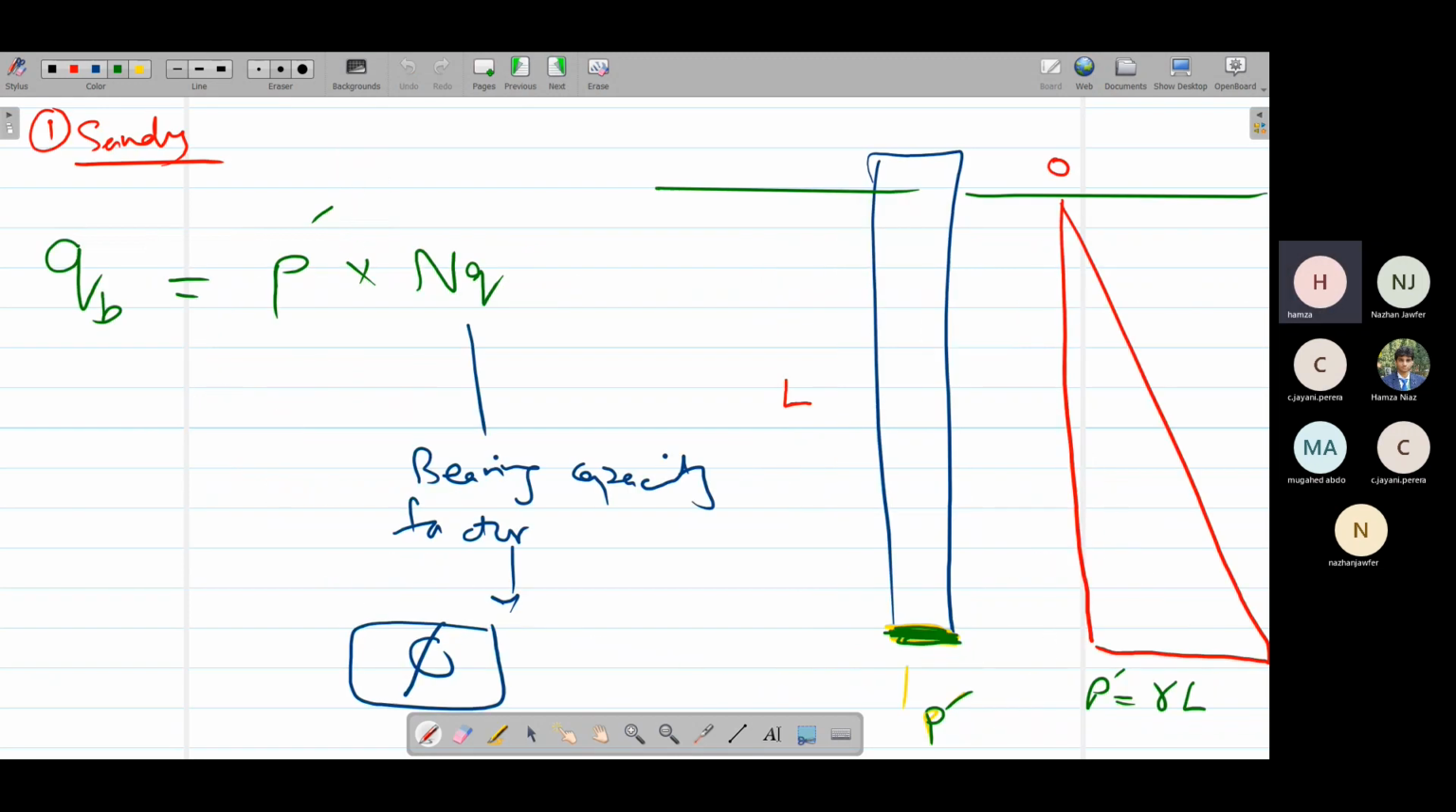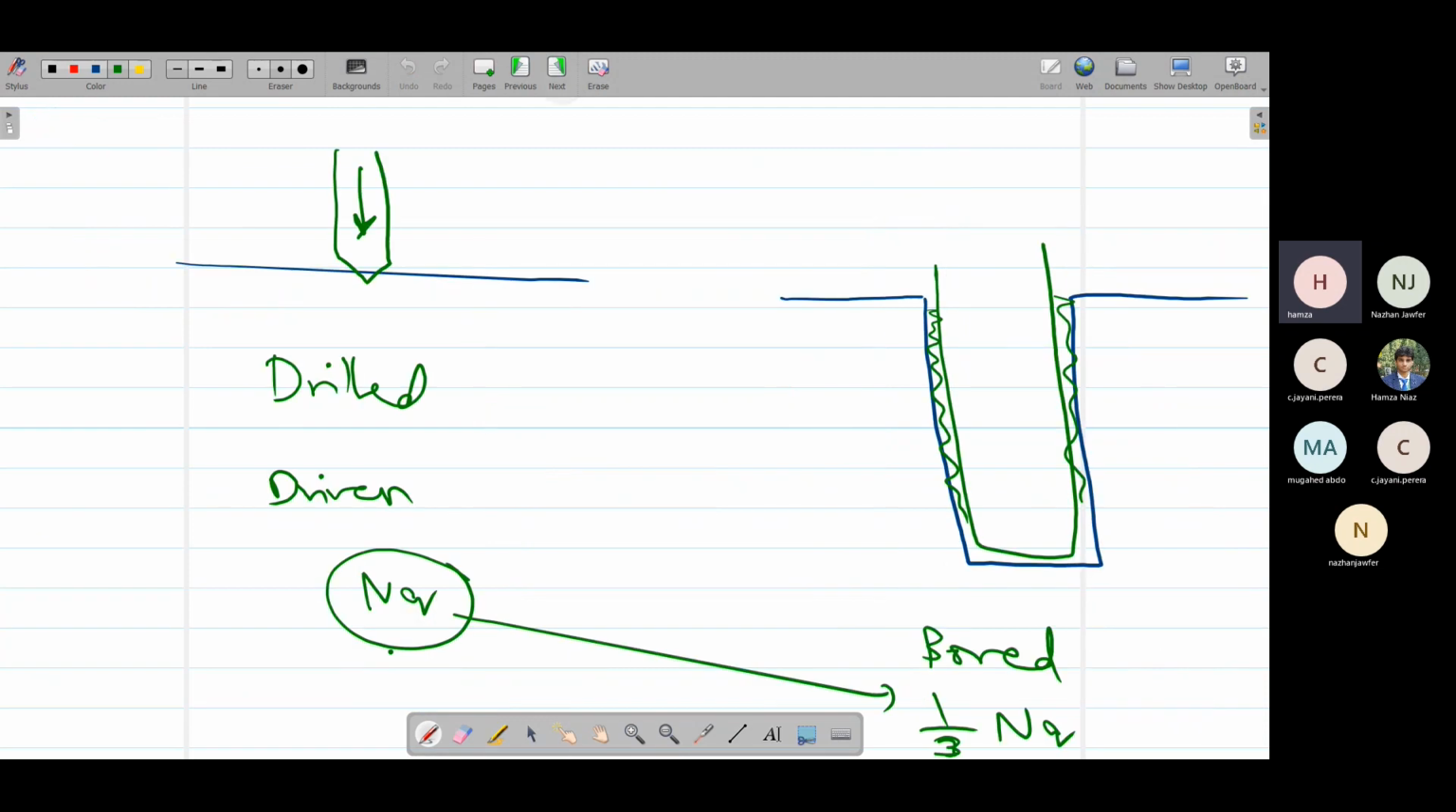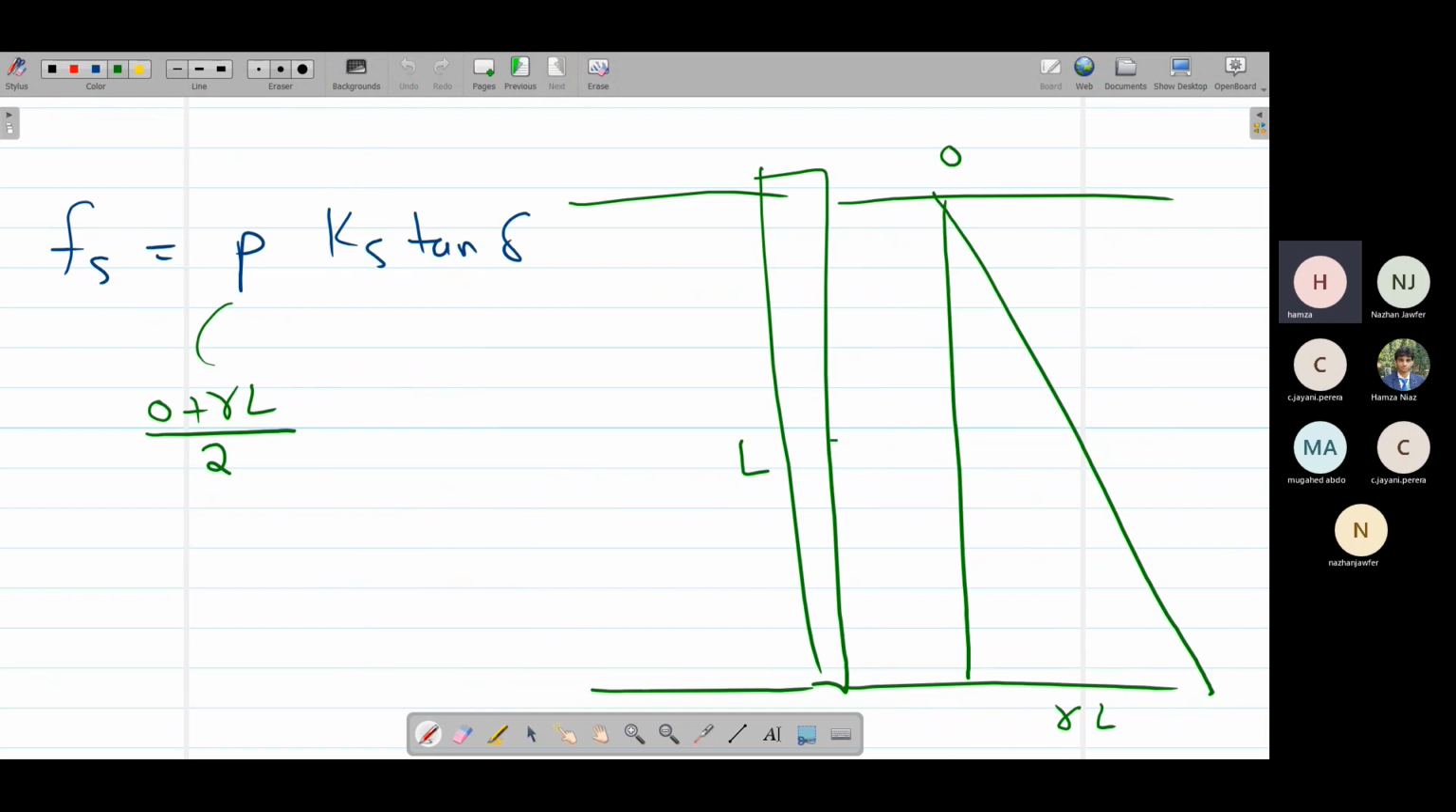In the previous case, we were taking P dash as the base pressure at the tip of the pile, simply gamma times L. Here we are taking the average pressure in the whole layer. We are taking the average pressure. So this is Fs.